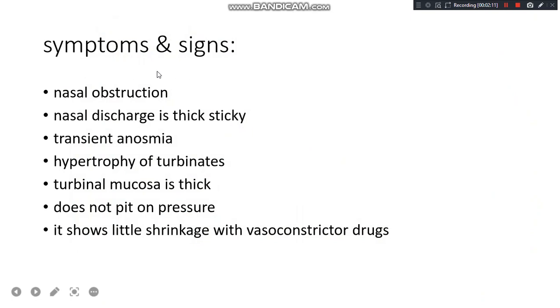The symptoms and signs include nasal obstruction. There will be nasal discharge which is thick and sticky. There can be transient anosmia. Now, the transient anosmia is because of the hypertrophy of turbinates. And then the turbinate mucosa is thick and it will not pit on pressure. Now, that is a differential point between the chronic simple and the hypertrophic. And it will show little shrinkage with vasoconstrictor drugs.